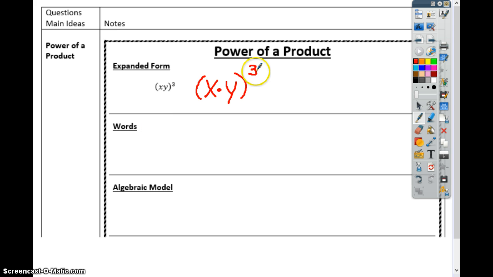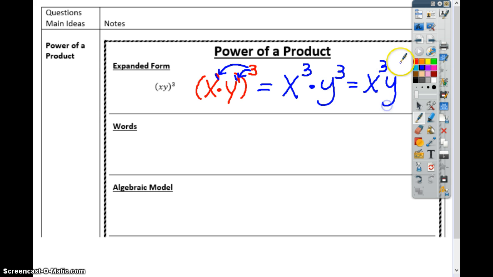Now we can't just take this cubed times the y because it's closest. These each have an exponent of 1. We have to multiply both the 3 times the 1 here and the 1 here. All right? So that's going to equal x to the third power times y to the third power. And now that we're in 8th grade, we don't need the times sign. It's x to the third power, y to the third power. That's what that equals when we do a power of a product.